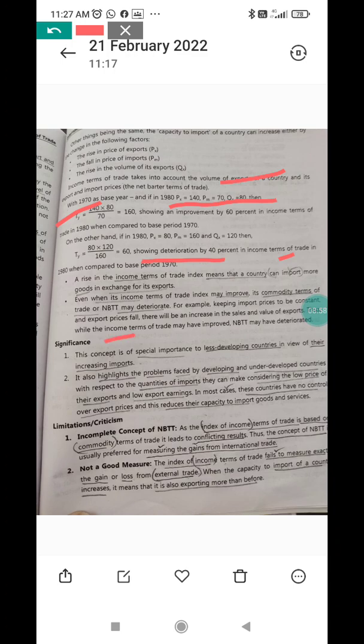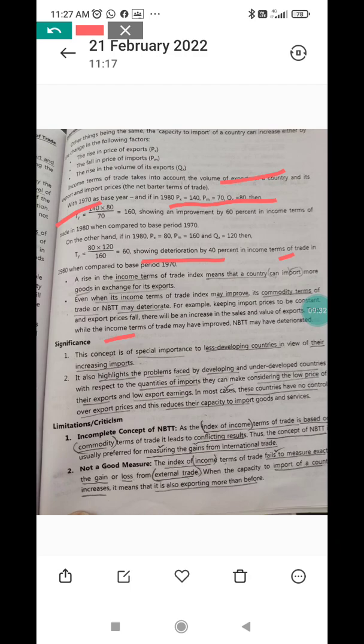The concept is of special importance to less developed countries. See, this concept is of special importance to less developed countries in view of their increasing imports. It also highlights the problems faced by developing and underdeveloped countries with respect to the quantities of imports.